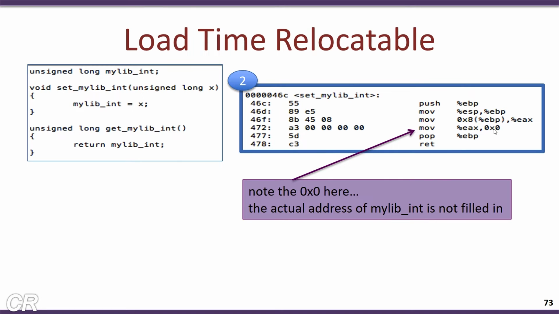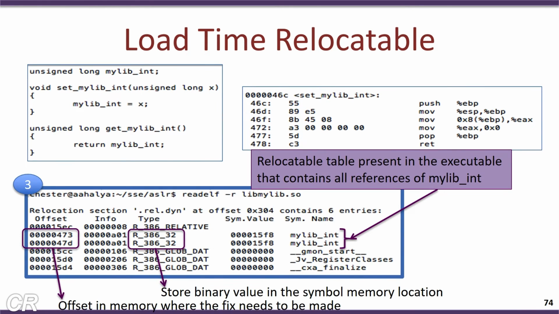In order to achieve this, there is a special section in the library which will permit the loader to determine which locations in the object file need to be modified at load time. This particular section is known as the relocatable table. We can obtain this section by using this command, readelf -r libmylib.so, that is the library that we have created.